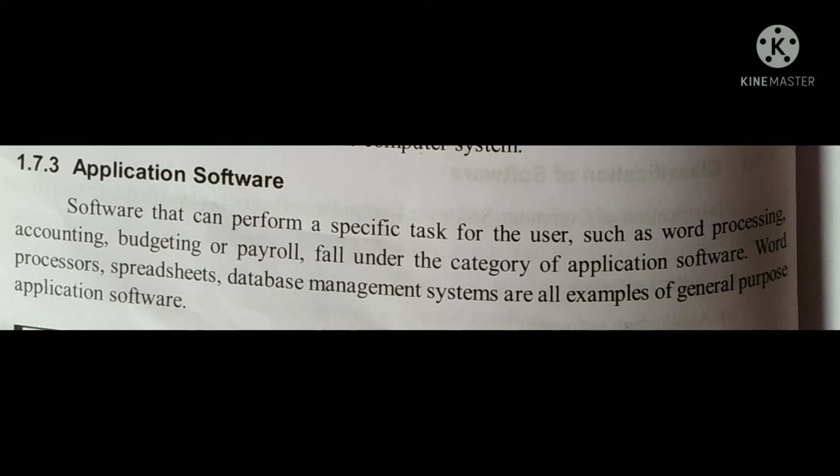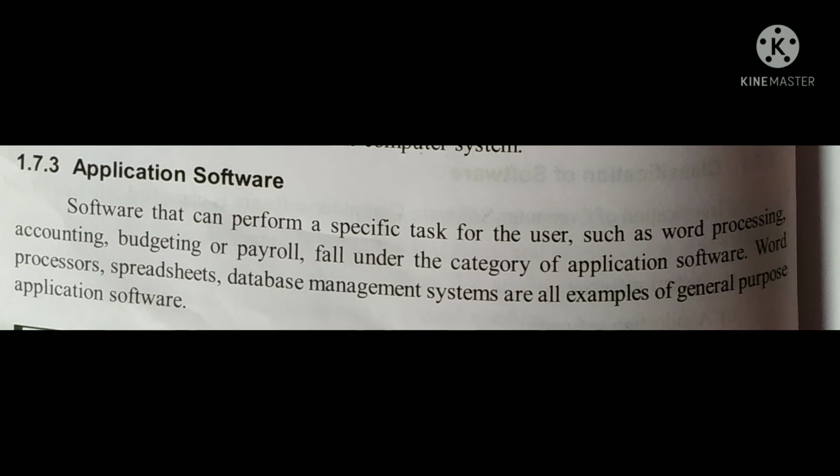Types of application software are word processing software. The main purpose of this software is to produce documents. MS Word, WordPad, Notepad, and some other text editors are some examples of word processing software.